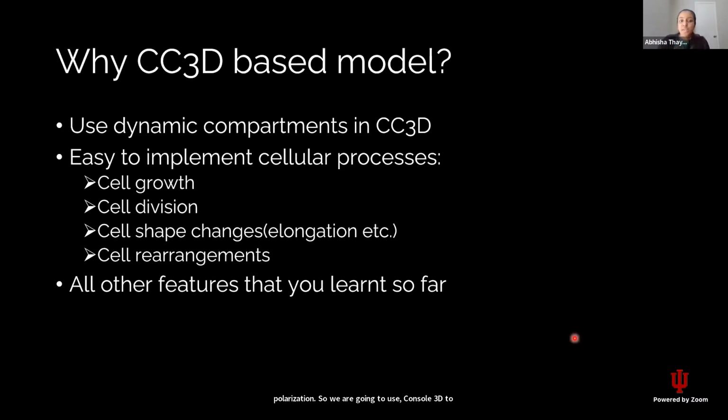So the question is, why do you need a CC3D based model? First thing, you can use dynamic compartments in Compartmental 3D. It's easy to implement cellular processes like cell growth and division, and cell shape changes like elongation and cell rearrangements, and all the other features that you've learned so far in this workshop.